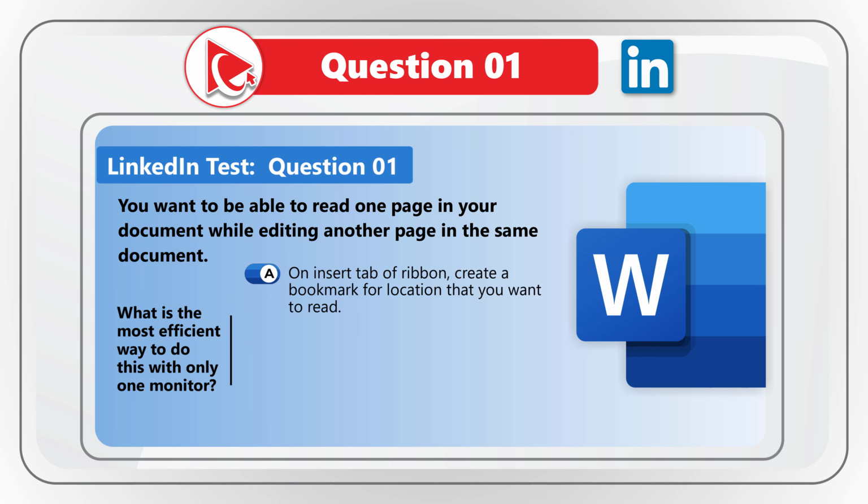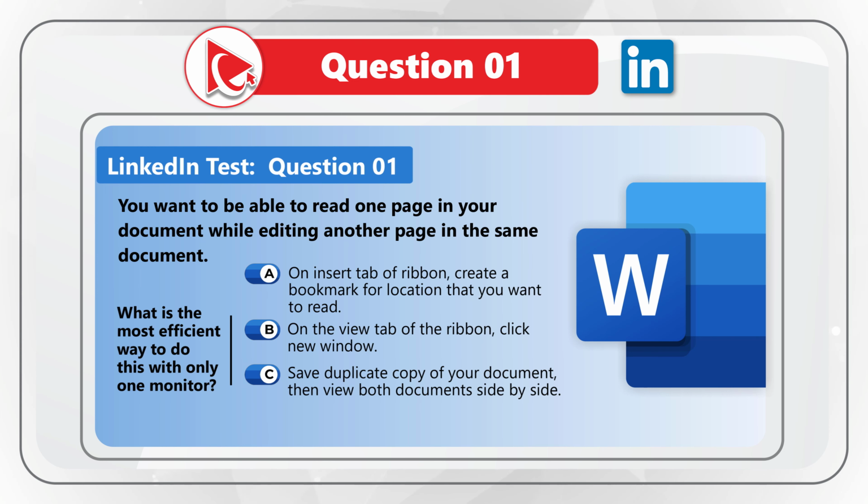Choice A. On the Insert tab in the ribbon, create a bookmark for the location that you want to read. Choice B. On the View tab of the ribbon, click New Window. Choice C. Save a duplicate copy of your document, then view both documents side by side. And last but not least, choice D, on the View tab of the ribbon, click Split.